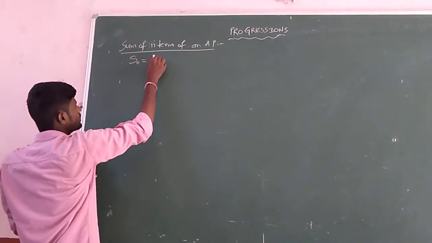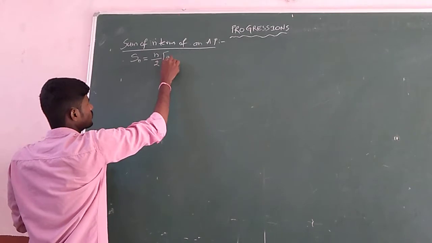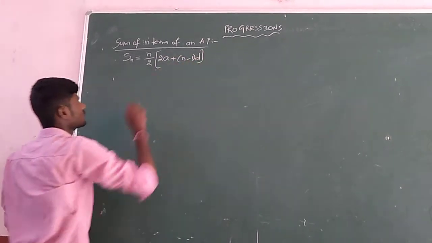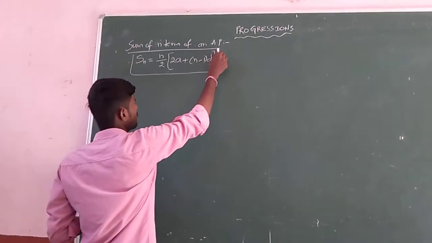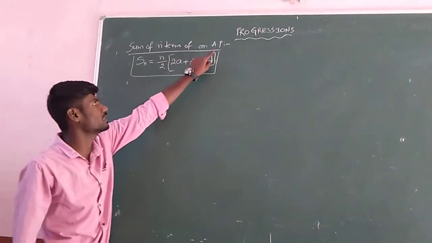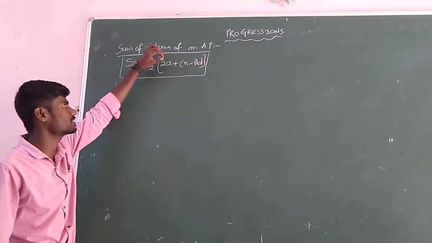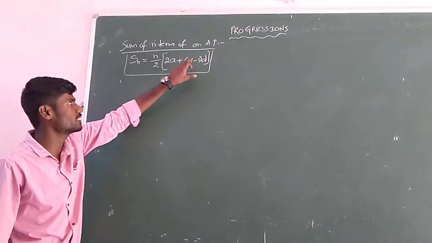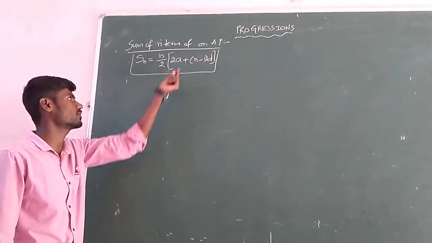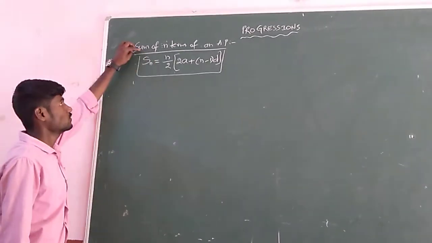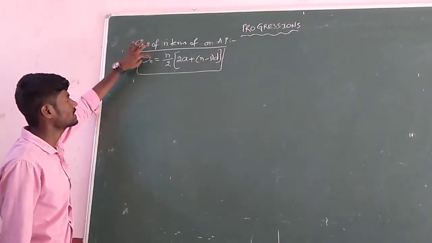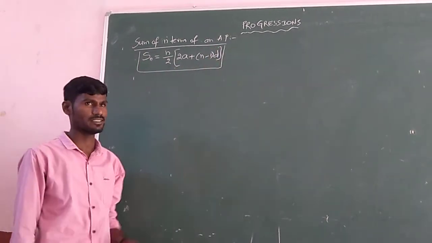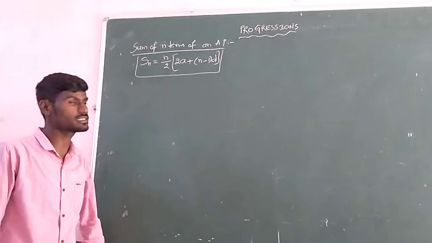The formula is n by 2 of (2a plus (n minus 1) d). This is the formula for the sum of n terms of an AP. In an AP, the parameters are a, the first term, d, the common difference, and n, the position. To find the sum of n terms of an AP, the formula is Sn equals n by 2 of (2a plus (n minus 1) d). Based upon this topic, they will ask the problems.